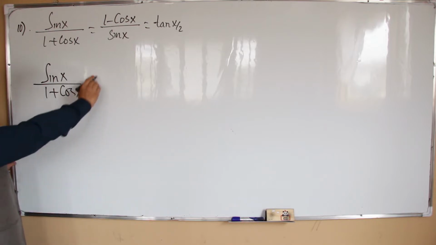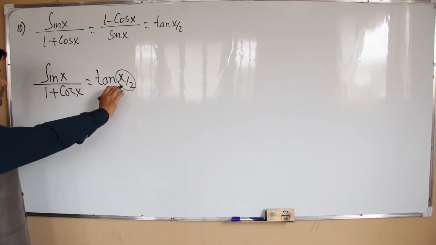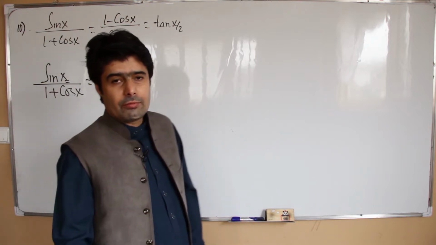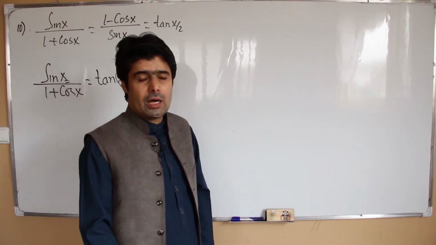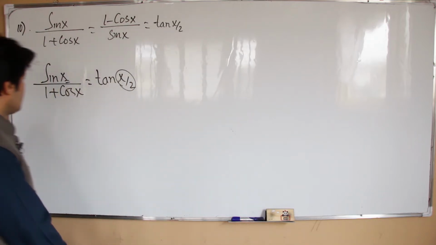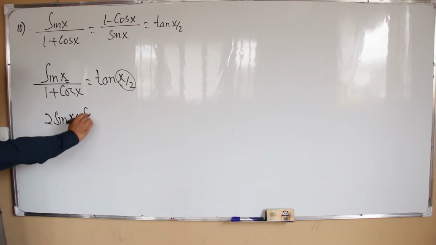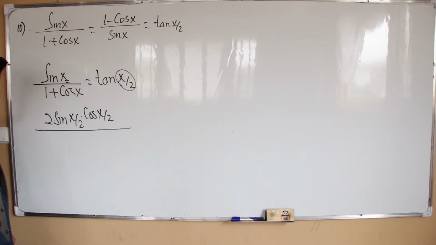Now, if you want to prove this one as tangent of x by 2, what do you think? This is half of the angle and this is 2 times. It means you have to use the formula of half to 2 times, or maybe 2 times to half. I mean the double formula. So instead of sine x, can I write 2 sine x by 2 cosine of x by 2? Yes, according to the half angle formula.